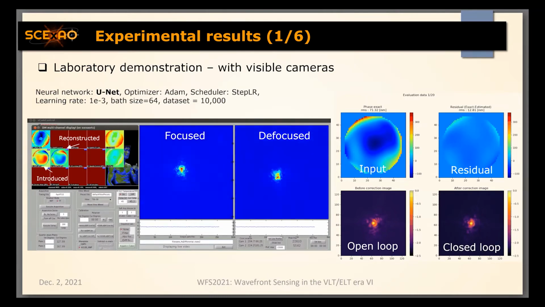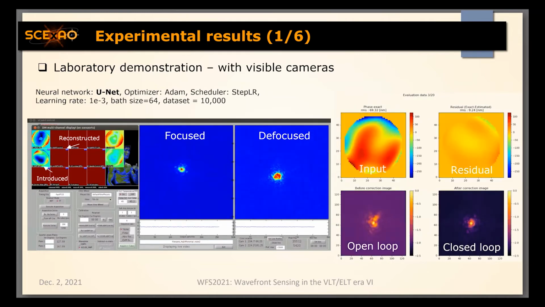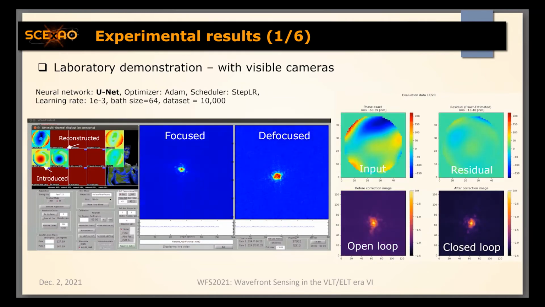As you can see here, the correction is working well, and the reconstructed wavefront has a very similar shape to the introduced map with opposite amplitude. Also, the focused PSF after the correction is very close to the diffraction limit. Also, the right video is the summary of the left video.